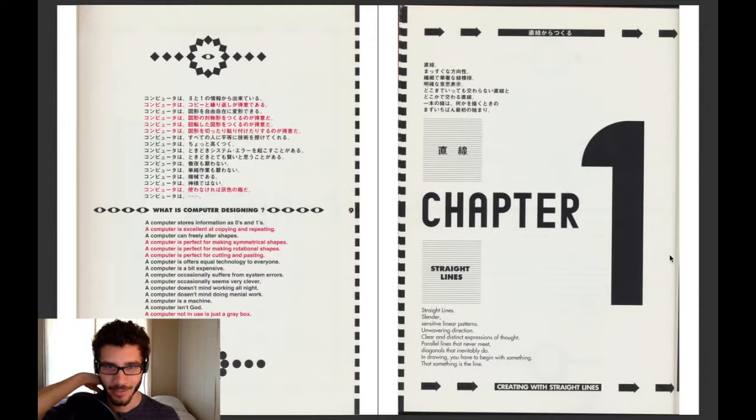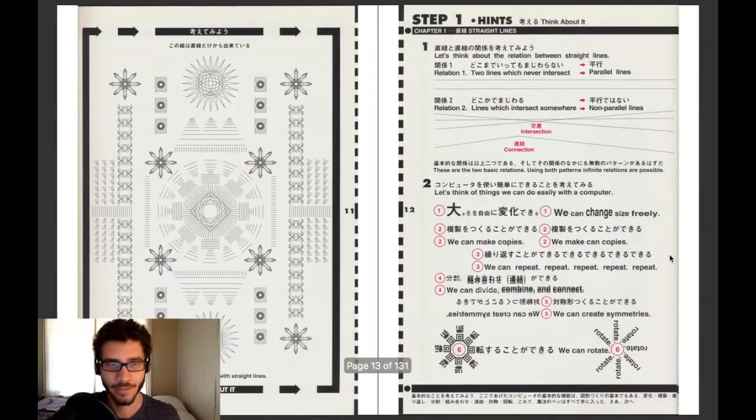Okay, so chapter 1 is about straight lines. Straight lines, slender, sensitive linear patterns, unwavering direction, clear and distinct expressions of thought. I need to work on that. Parallel lines that never meet. Diagonals that inevitably do. In drawing, you have to begin with something. That something is a line, or is the line. 9 out of 10. Give that man a banana sticker.